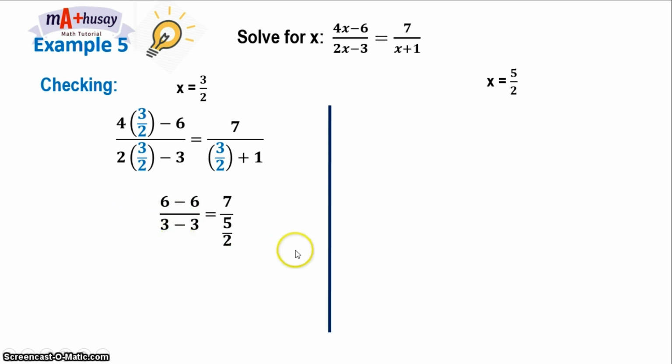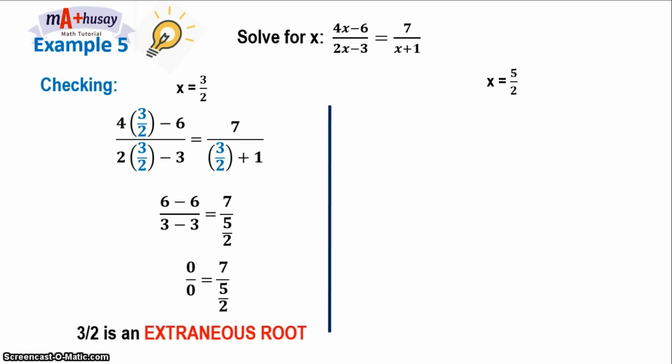So, in this case, dahil hindi siya nag-hold true, ang x equals 3 over 2 ay hindi solution. Tinatawag natin itong extraneous root. Pag sinabi nating extraneous root, ang x equals 3 over 2 ay parte ng original solution. Pero hindi siya nagsasatisfy kapag sinubstitute na natin siya sa original equation. So, ang tawag natin sa kanila ay extraneous roots.